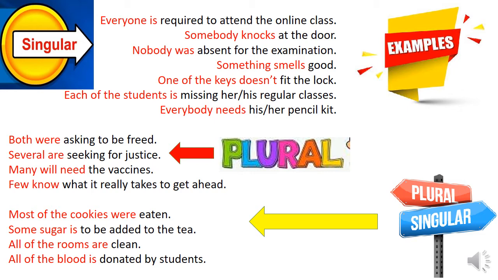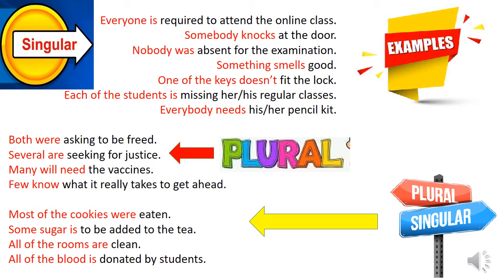So you can see all the words like everyone, somebody, nobody, something, one of, each of, or everybody. They are all indefinite pronouns which are followed by singular verbs. And then we have the indefinite pronouns both, several, many, few, which are followed by plural form of verbs. Both were asking to be freed, several are seeking for justice, many will need the vaccines, few know what it really takes to get ahead.